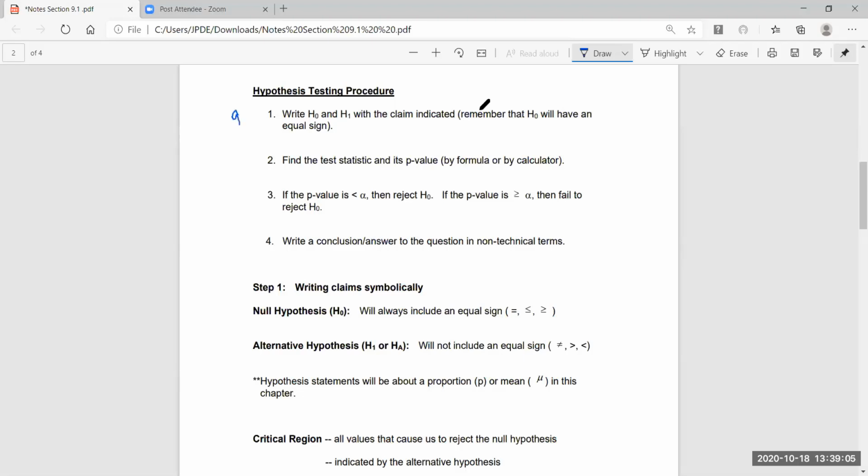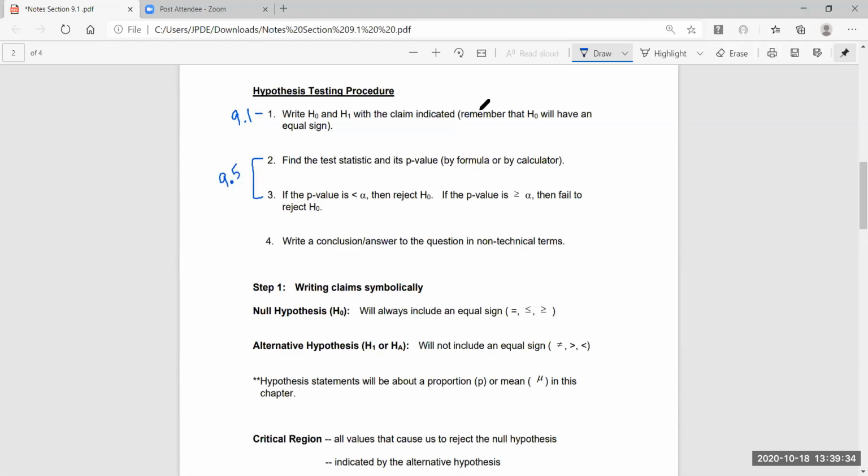Today, for section 9.1, we're going to learn how to write the null hypothesis and the alternative hypothesis. That's the H0 and the H1 with the claim indicated. So we're going to learn that today. These two steps right here, we're going to learn in section 9.5, so we're going to learn that later this week.